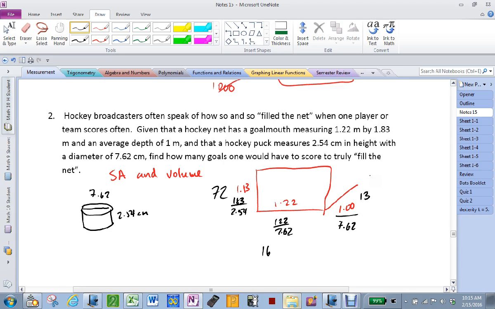Okay, so what's the answer? What do I got to do? Add them? Times the function. Multiply them. So 16 by 72 by 13 is 14,976. Did you get that?